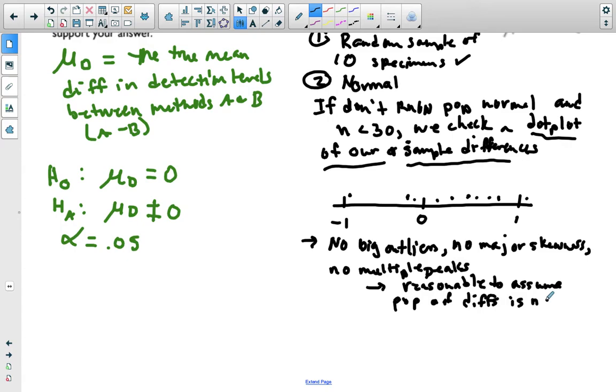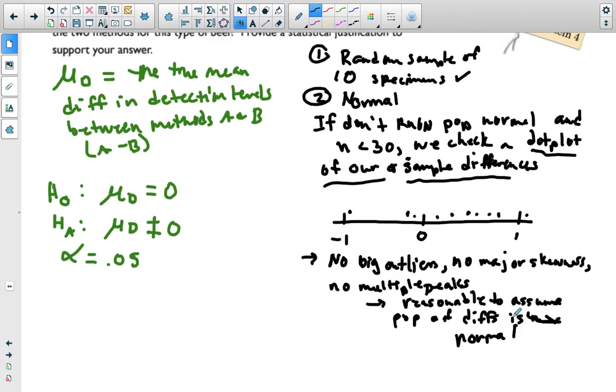So if we had major skewness or multiple peaks or a lot of clustering, sorry, this pen's glitching on me real quick here. If we had multiple peaks or skewness, then we would be in trouble, and we would have to proceed with caution. So those are our first two conditions. This is fine. The dot plot's okay.